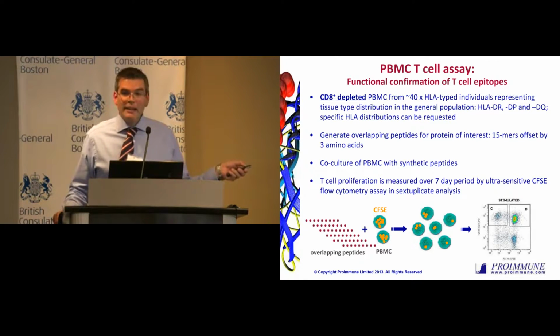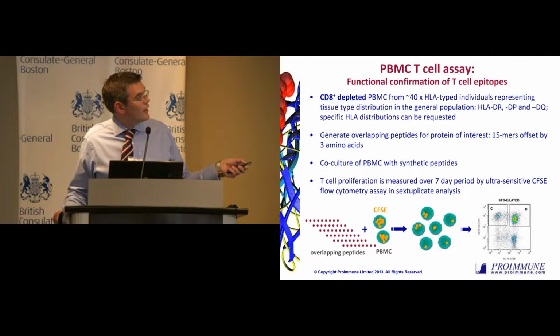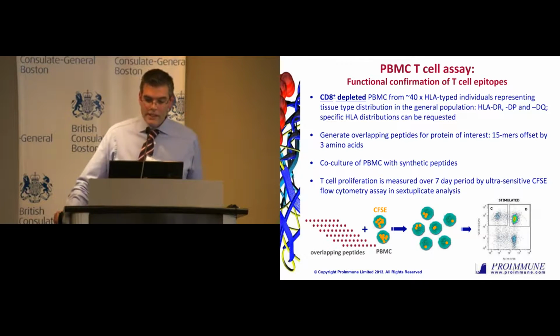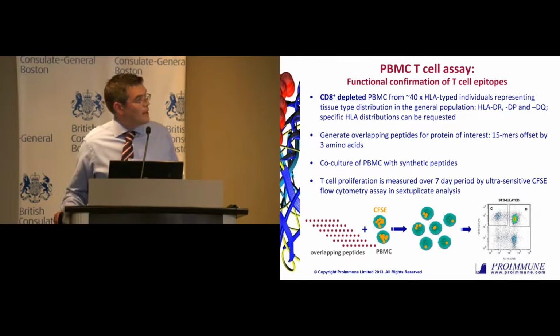Here we take a panel of healthy donors, typically 40 or 50 donors depending on the project requirements, and these are all CD8 depleted as before. The donors are selected to represent a broad HLA distribution for DR, DP and DQ, but in any particular project we can skew that if required.